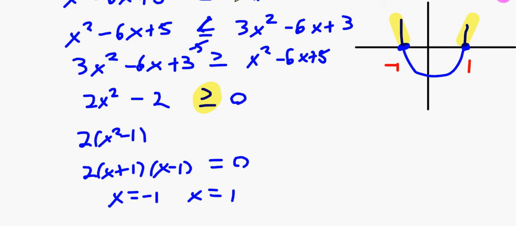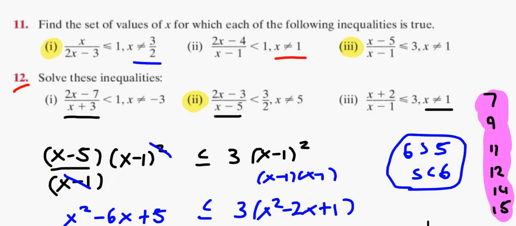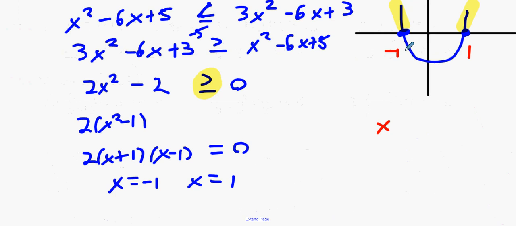So what are the two answers? Oh, and is anything banned? You're not allowed to have x equals 1. So I'm allowed minus 1, so it's less than or equal to minus 1. But then it has to be greater than 1 because I'm not allowed that part. Alright, everybody cool with that? Okay, let's keep going.